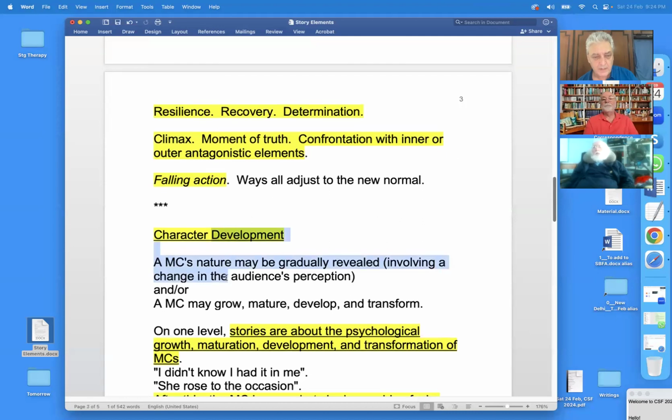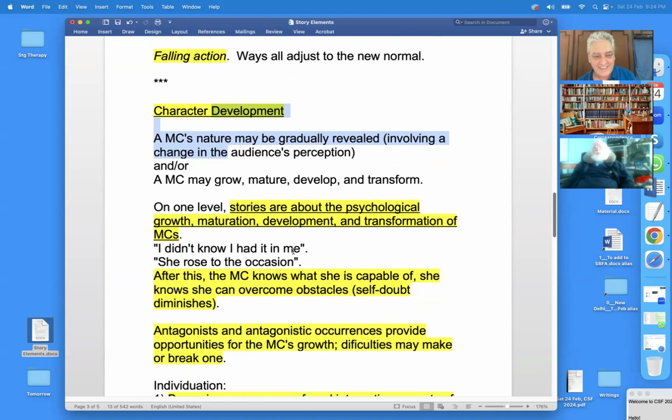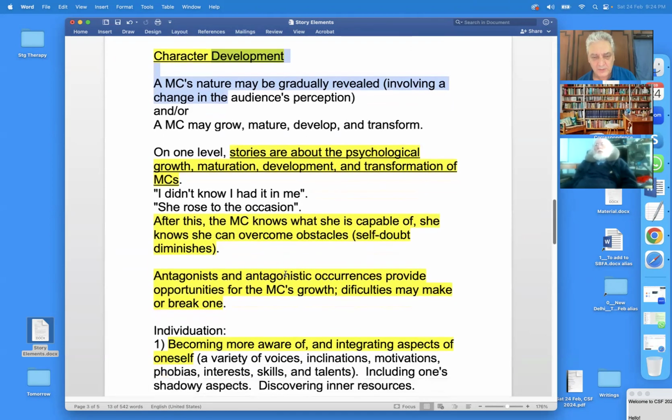So now character development. This is going to be more of the same. On one level, stories are, in general, it's ridiculous to make generalizations like this, but this is what theorists do. On one level, stories are about this psychological growth and transformation of a main character. You know, we can't say all stories are about this, but there seems to be largely a consensus in the critical world that this is what stories are for. This is what stories are about. The main character goes through a transformation where she marshals her resources, she pulls herself together, she finds resources within herself that she didn't even know she had, and she manages to do what she set out to do.